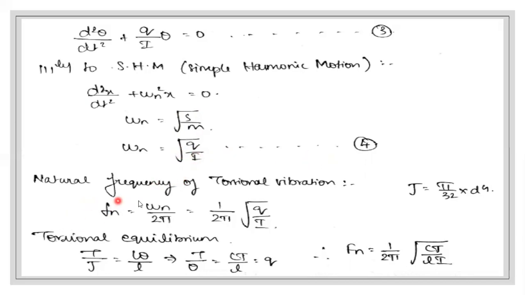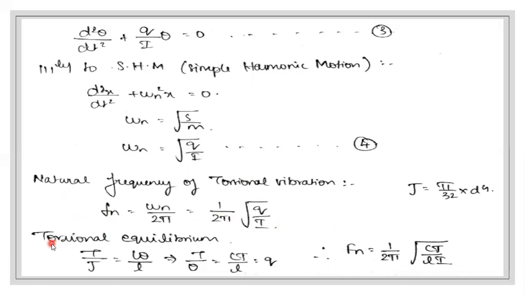Now we're going to determine the natural frequency for torsional vibration. Frequency can be written as Fn is equal to omega n divided by 2 pi, and this omega n can be replaced as root of q by I. So we get the equation Fn is equal to 1 by 2 pi root of q by I. So this is the natural frequency for torsional vibration.